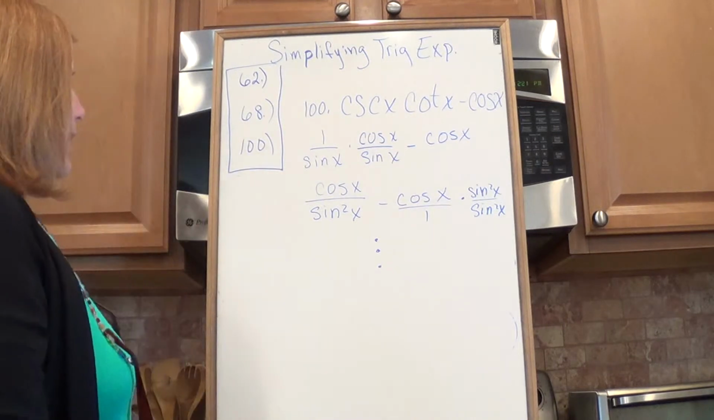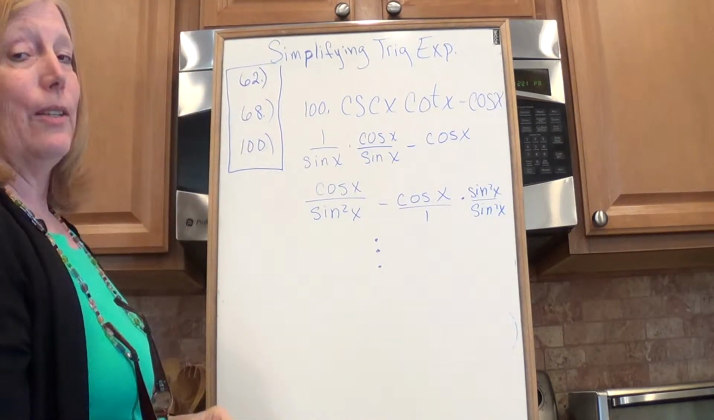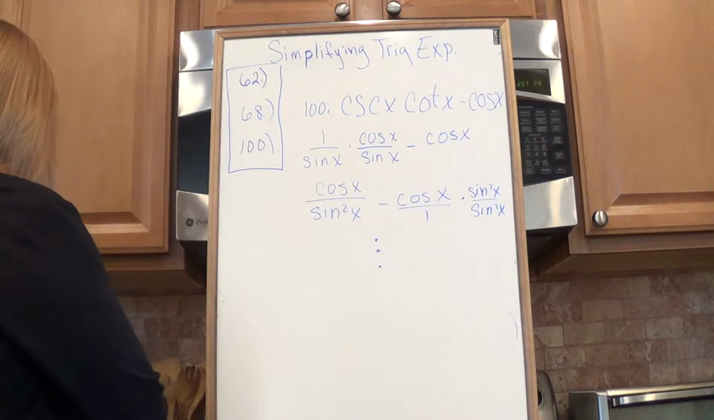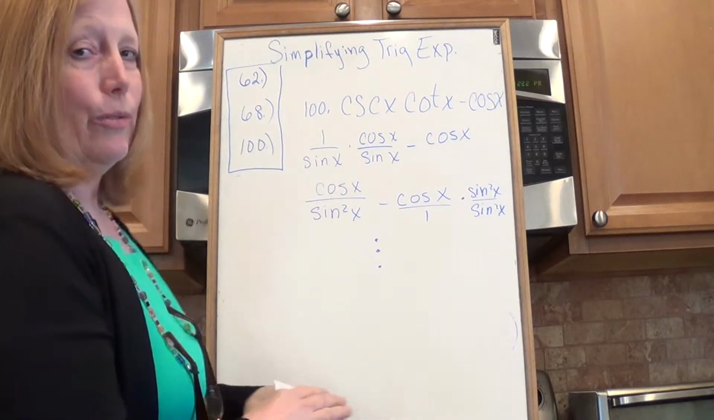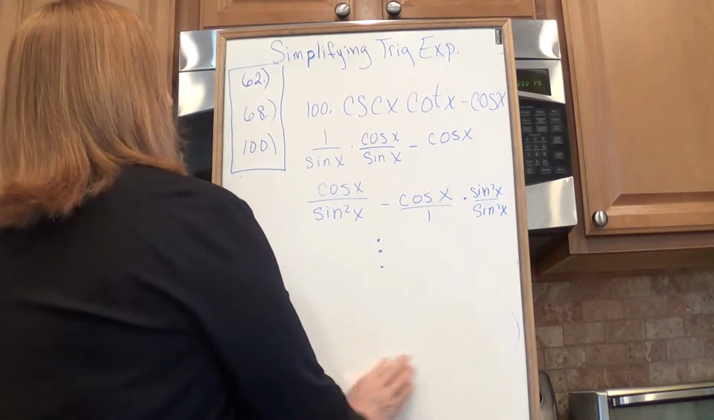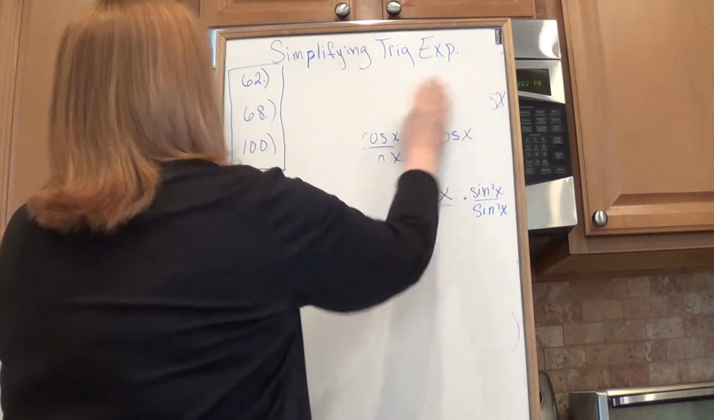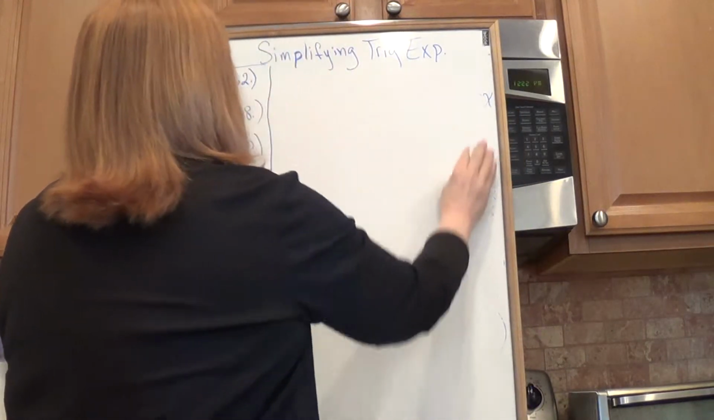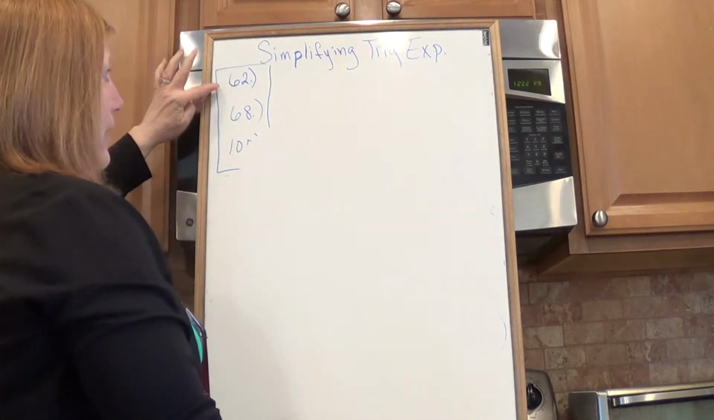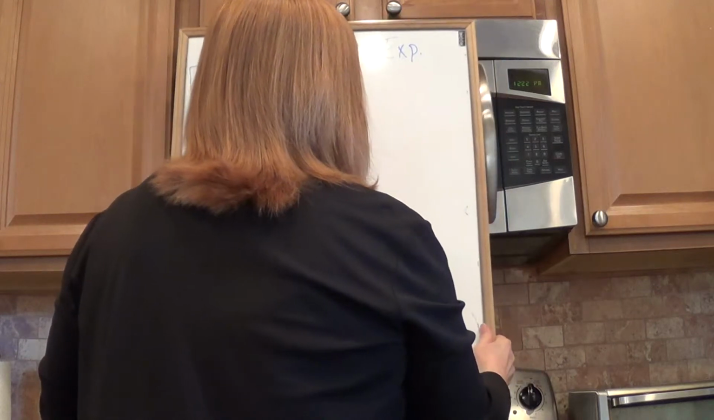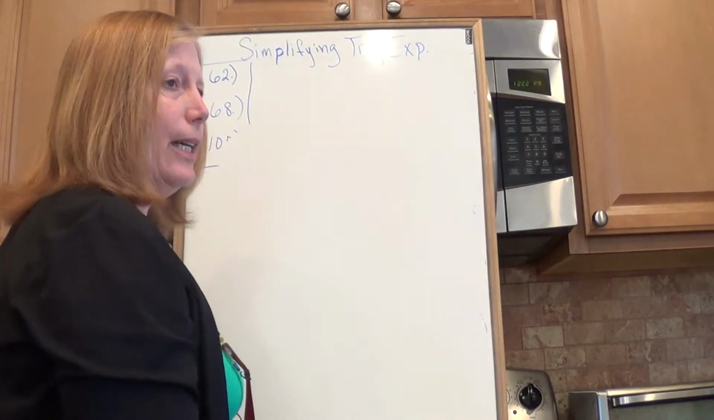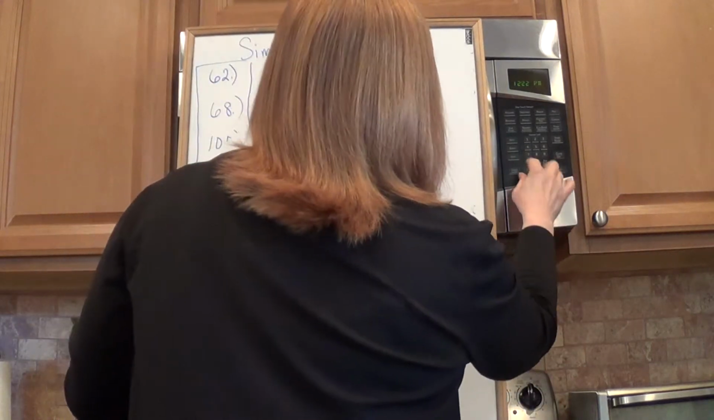So hopefully I gave you less and less help as we went down the line, so that you can have more and more practice strengthening your trig muscles. Alright, did I set the timer again? I didn't. So do 62, 68, and 100 by the time you come in tomorrow. And then there shouldn't be many left on that list. We'll finish those in class.